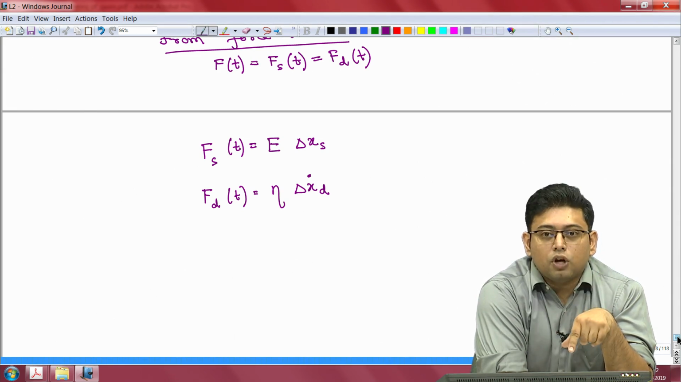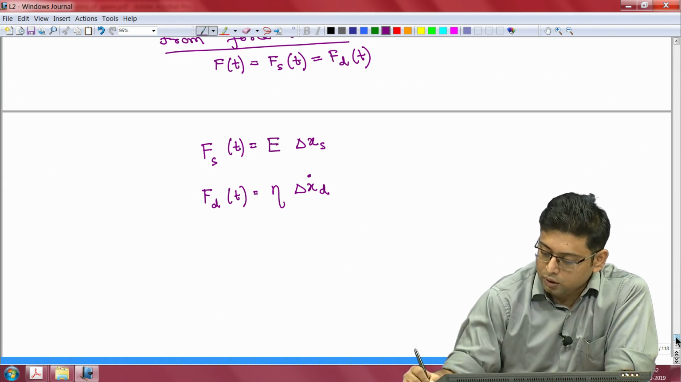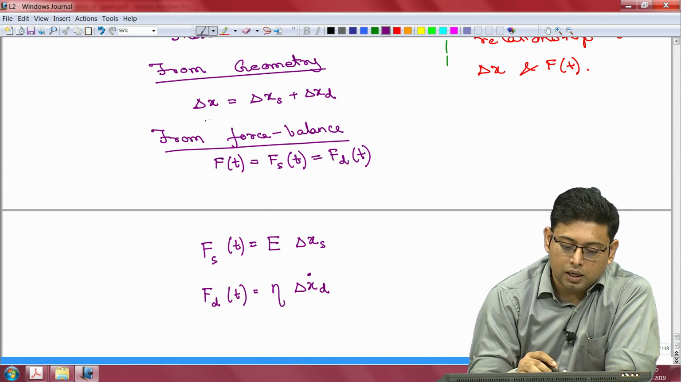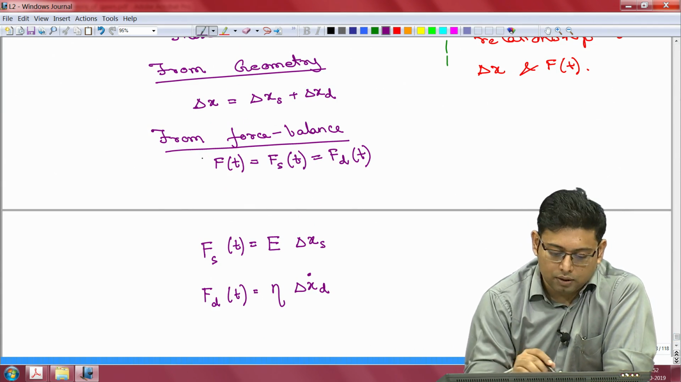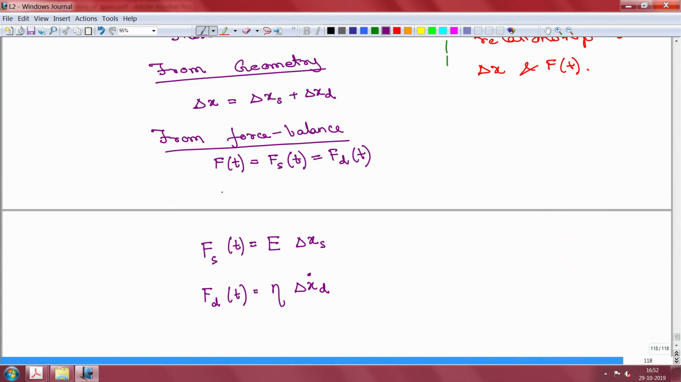Okay. So, where we stopped last time was where we wrote down the equations. We wrote down the geometric constraint equation, how the delta x is, and from the force balance we had written down the equation for the force. These are equal, this is a rather straightforward equation. Then we had written down the separate relationships for the force in the spring and the force in the dashpot. So, we will start from where we left off.